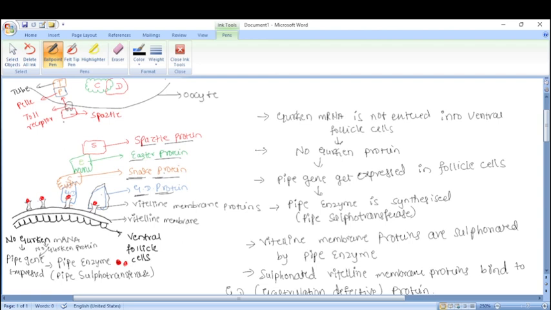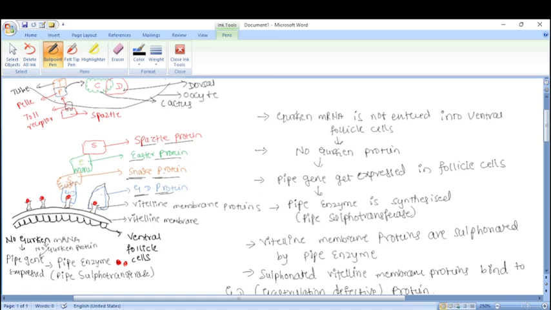This binding of the Spätzle protein to the Toll receptor will activate the protein kinase which is called Pelle, which is in association with another protein called Tube. After the activation, this Pelle will phosphorylate another protein, that is the Cactus protein, which is in association with the Dorsal. This is the Cactus protein and this one is the Dorsal protein.